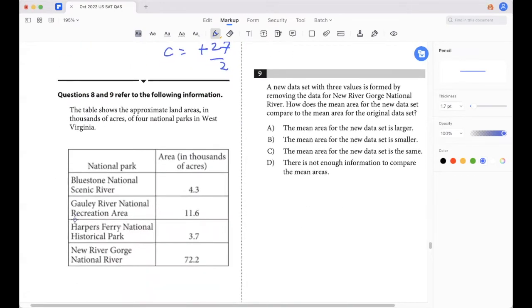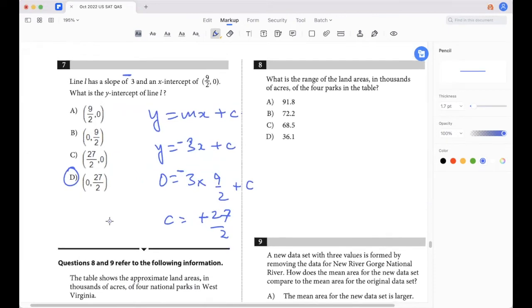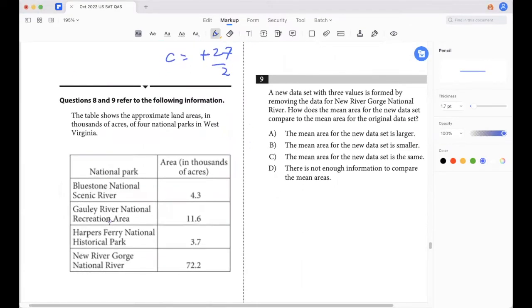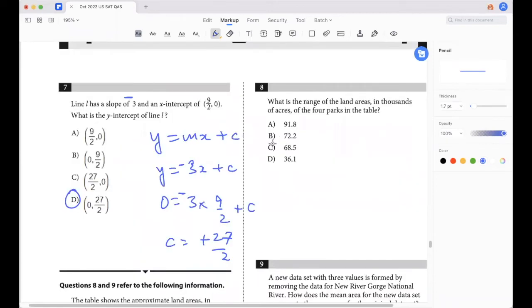The table shows the approximate land areas in thousands of acres of 4 national parks in West Virginia. What is the range of the land areas in thousands of acres for the 4 parks? The range will be the maximum value minus the minimum value. So 72.2 minus 3.7, 68.5 is the range, right? Option C.